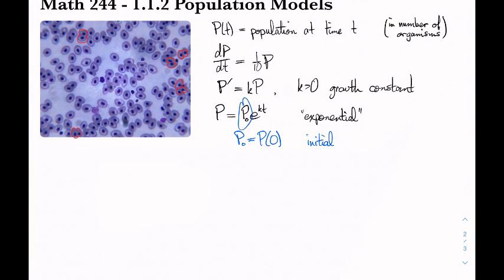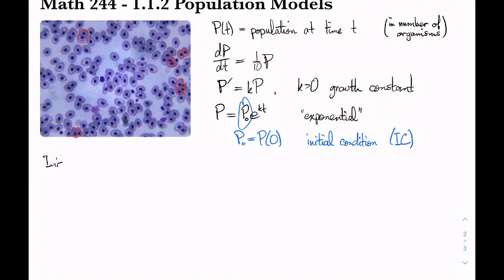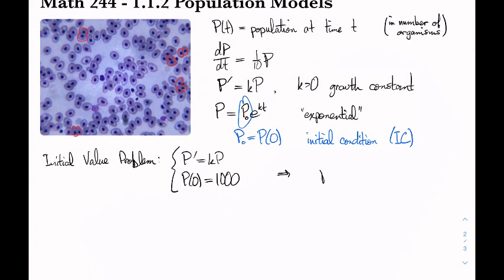condition, or IC for short. And then an initial value problem would be the differential equation P prime equals kP together with a specified initial condition. So maybe say 1,000. And then in this case, we would see that the particular solution is 1,000 e to the kt.